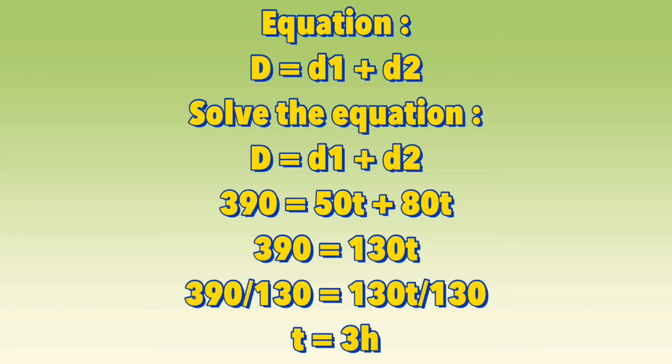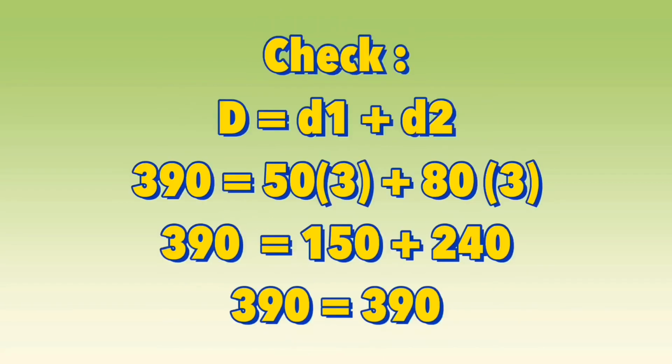We have to check. Distance is 390. Distance of the first bus is 50 times 3 plus the distance of the second bus is 80 times 3. So 50 times 3 equals 150 and 80 times 3 equals 240. So 390 equals 390. So therefore the equation is balanced. We can say that our answer is correct. This is for grade 7.